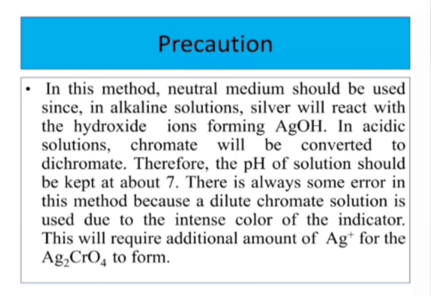Precautions. In this method, neutral medium should be used since in alkaline solution, silver will react with hydroxide ions forming AgOH, that is silver hydroxide. In acidic solution, chromate will be converted to dichromate. Therefore, the pH of the solution should be kept about 7. There is always some error in this method because dilute chromate solution is used due to the intense color of the indicator. This will require an additional amount of silver for silver chromate to form.